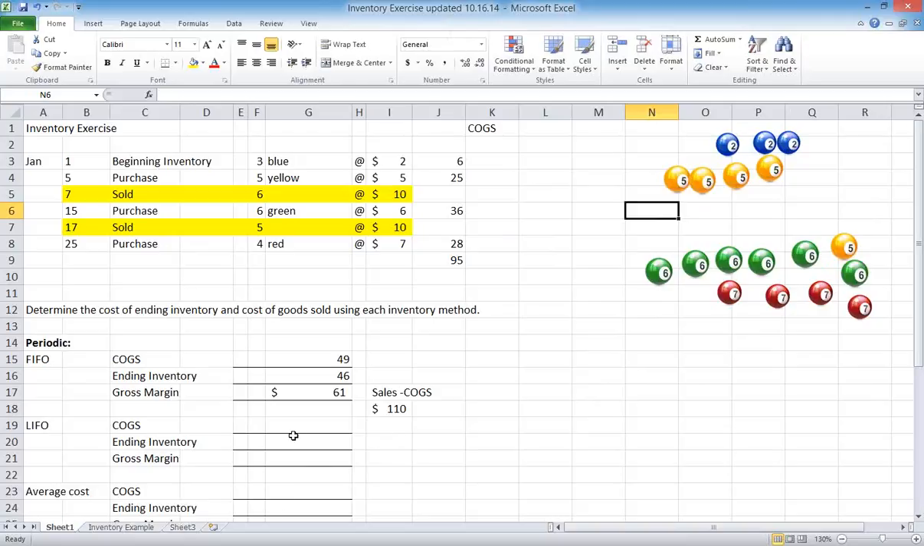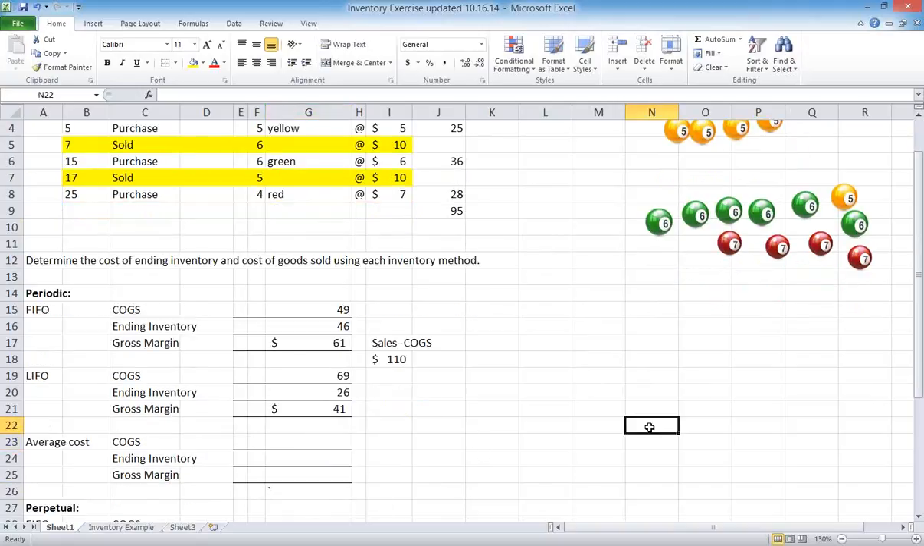$26 for my ending inventory. That's what you guys are telling me. And $69. Again, that adds up to $95. So we should be good there. I have $110 minus my cost of goods sold. My gross margin is $41.